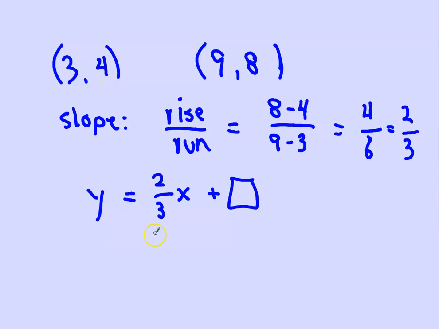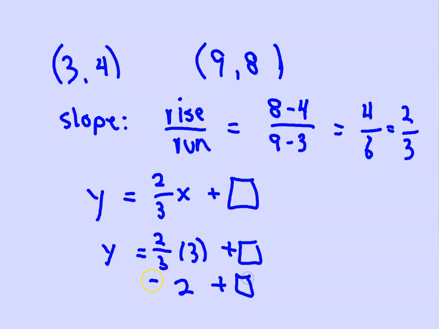I'll use 3, 4. So I'll put in 3 for x, and then I'll ask myself, what is 2/3 of 3? That's 2. And what do I have to add on to that in order to get to 4? Remember, if I put in 3, I have to get 4. So the answer is 2. So that's what goes in the equation right here.